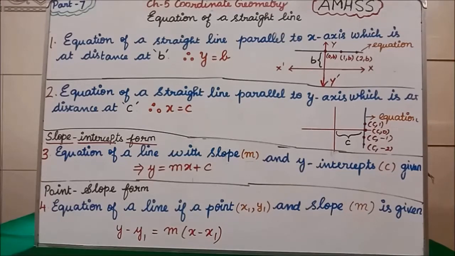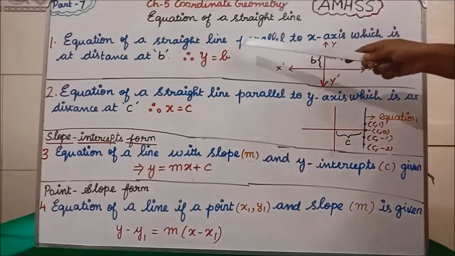Now in part 7, we are going to see the next exercise, 5.3. That exercise is fully about the equation of a straight line. So before starting that exercise, we have to know the equation of a straight line in various forms. For each form we have some formula. First we have to understand that formula, only then we can solve the problem. Clear? Now see the first formula.